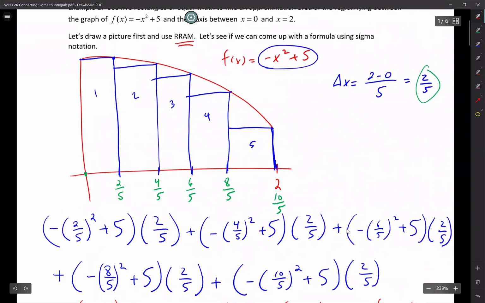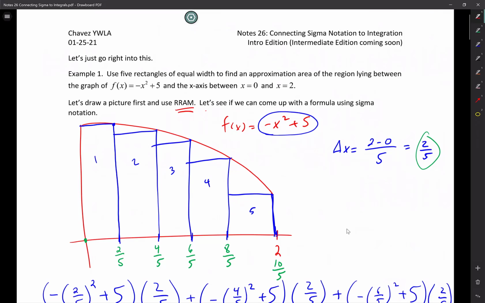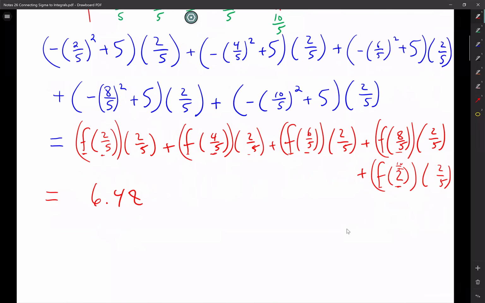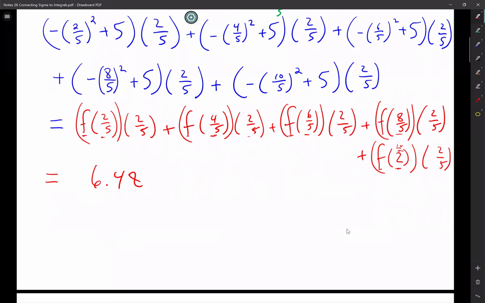All right, we haven't answered the whole question. Look what it says here. Let's see if we can come up with a formula using sigma notation. This is pretty easy if you're looking at the ones in red or even the one in blue. We started with k equals 1. I want 5 rectangles. If I look at the one in red, it looks like I can just go f of, let's see, 2, 4, 6, 8. And if we don't pay attention to that 2 there and we look at the top, 10 over 5.